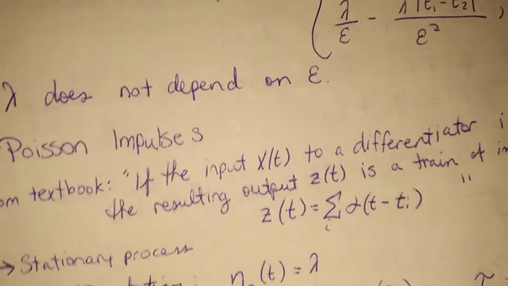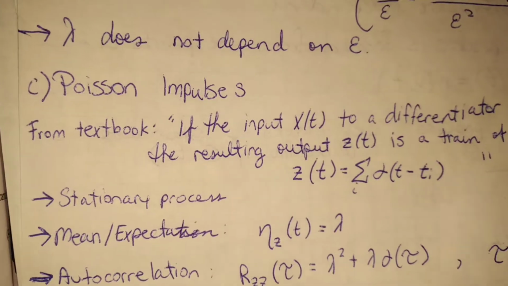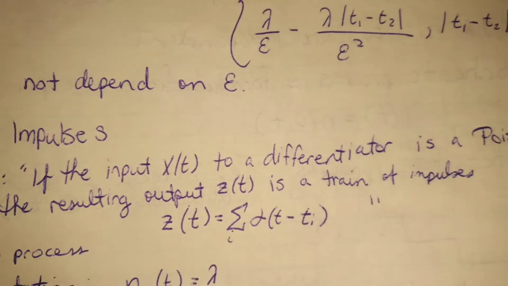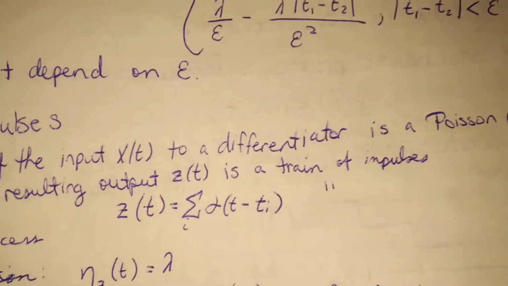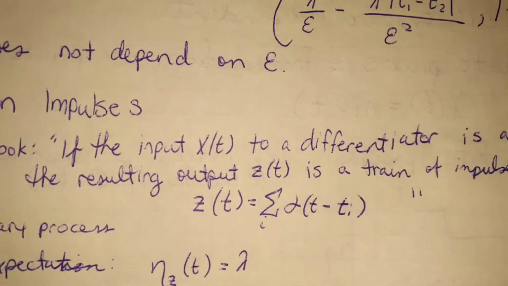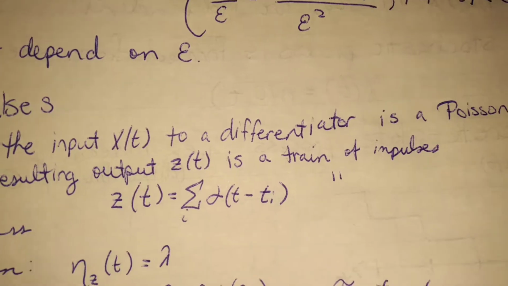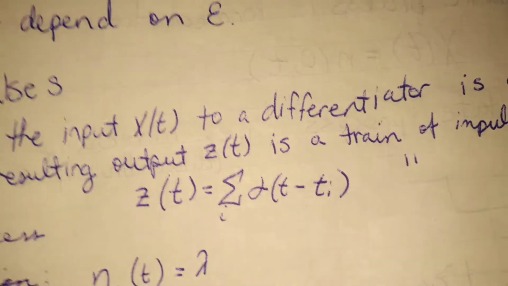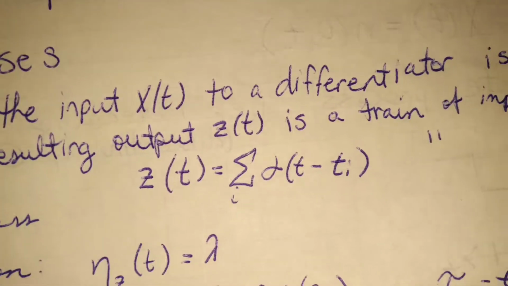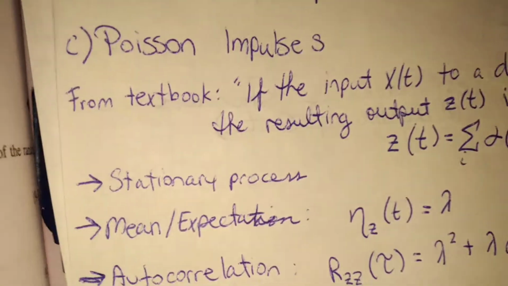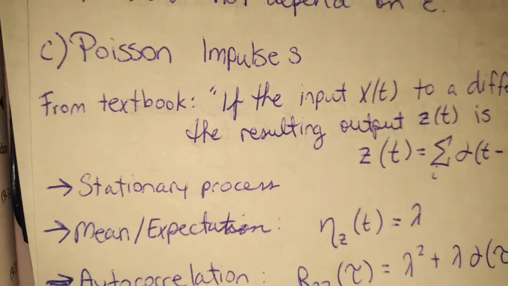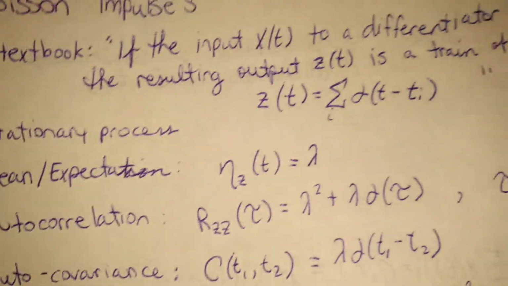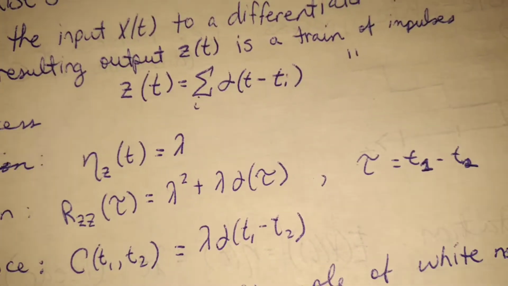The next process is the Poisson impulses. From the textbook, if the input x of t to a differentiator is a Poisson process, the resulting output z of t is a train of impulses, where z of t is equal to the sum of all delta of t minus ti. This is a stationary process, and the mean is equal to lambda. The autocorrelation is equal to lambda squared plus lambda.